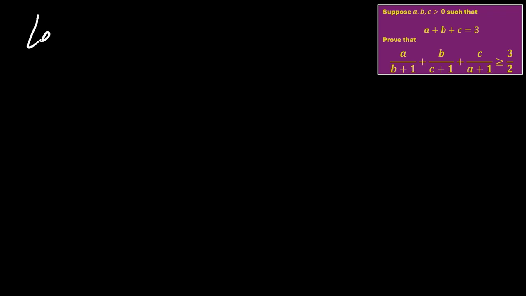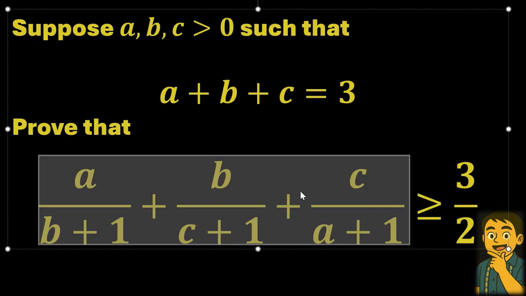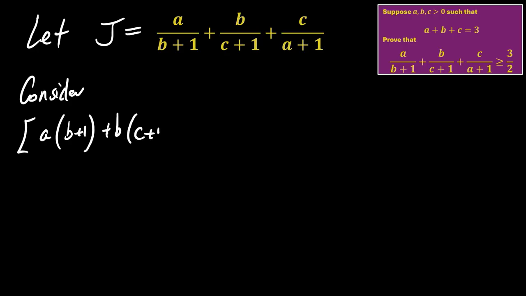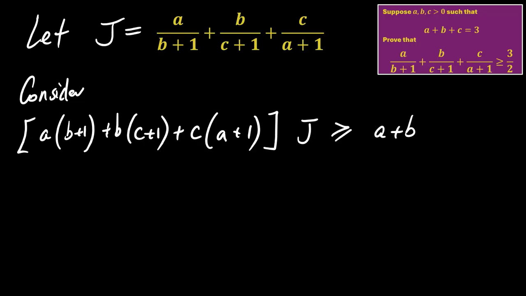As usual, we let J be the expression on the left hand side of the inequality and consider Cauchy inequality, that is a(b plus 1) plus b(c plus 1) plus c(a plus 1) multiplied with J. Using Cauchy inequality, this is greater than or equal to (a plus b plus c) squared. Since a plus b plus c equals 3, the square is 9.